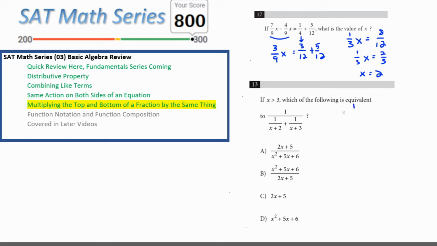Well, this is a fraction over an expression that has two fractions. So when we multiply the numerator and the denominator by the same thing, we can either do it to the large fraction or to one of these small fractions.